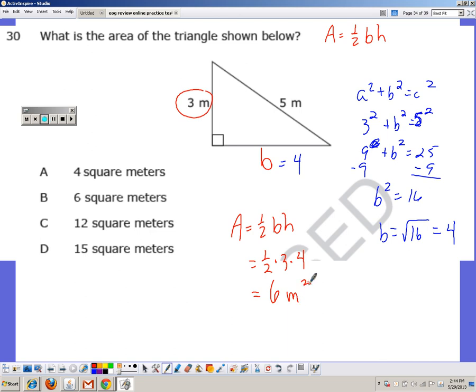Also, if you know or remember that the 3, 4, 5 is a famous right triangle, you can see the 3 as a leg and 5 as a hypotenuse, you already know the base should be 4.